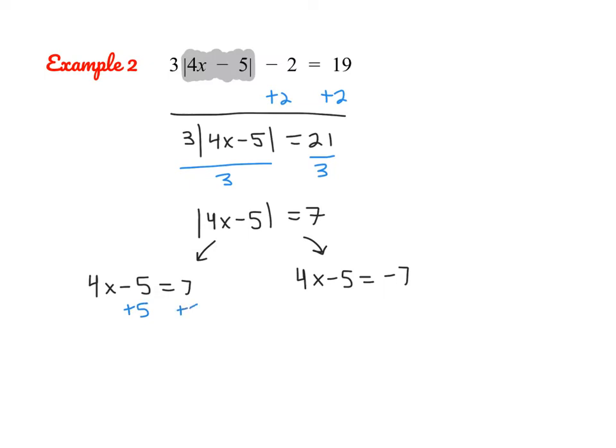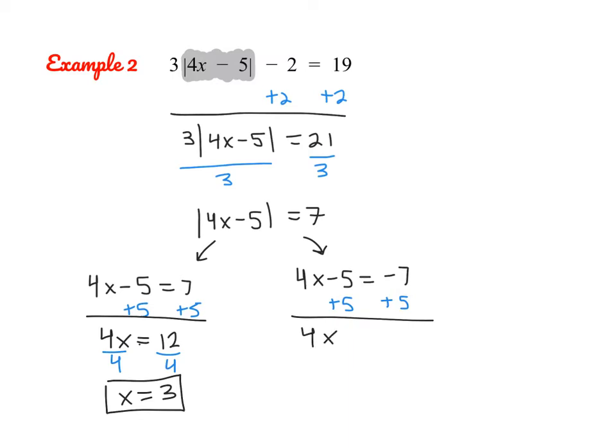So here we'll add 5. So 4x equals 12. Divide by 4. So one of our answers is going to be x equals 3. And then on the other side, add 5.